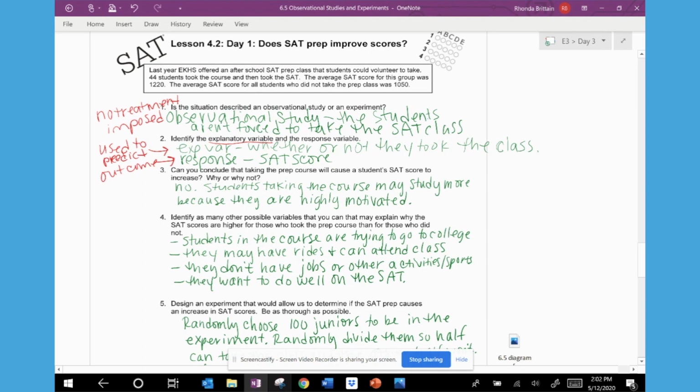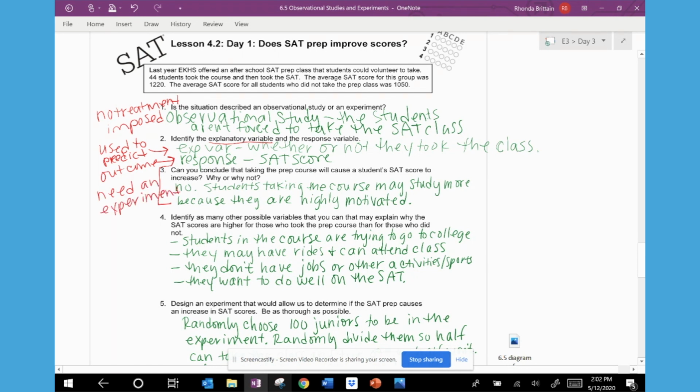For number 3, it's looking at whether or not we can conclude that the prep course caused an increase. And the reply would be no. We can only show cause and effect with an experiment. So if we wanted to show that, we would need an experiment to do that.